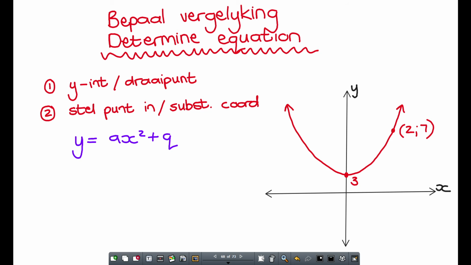Great. Okay, so when we've got to determine the equation, we've got 2 steps. Step 1 is substitute in that y-intercept or the turning point. Onthou daai twee goed is mos een en dieselfde, né? Jou y-afsnit en jou draaipunt is presies dieselfde ding. Dan, as ek dit klaar gedoen het, stap 2. Gaan stel dan vir my 'n punt in wat op daai grafiek is.